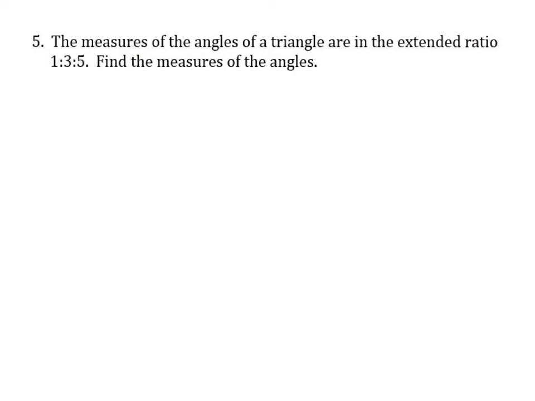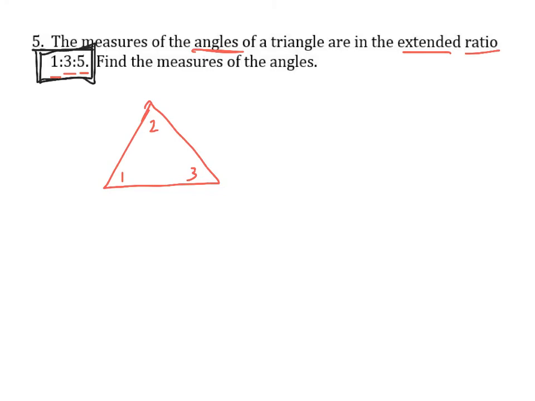The next problem introduces an extended ratio. So instead of comparing 2 numbers, now I moved on to comparing 3. Now, the reason I'm using the extended ratio is because I'm referring to angles in a triangle. So if I have my triangle, obviously there's going to be 3 angles that make that up, 1, 2, and 3. In this case, what they're telling me is that my extended ratio simplifies down to 1, 3, 5.